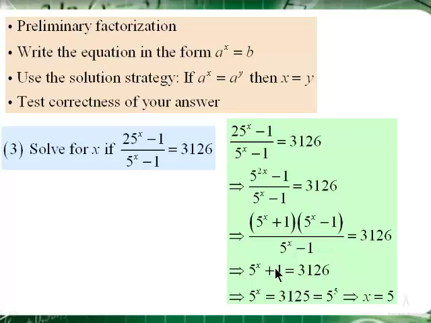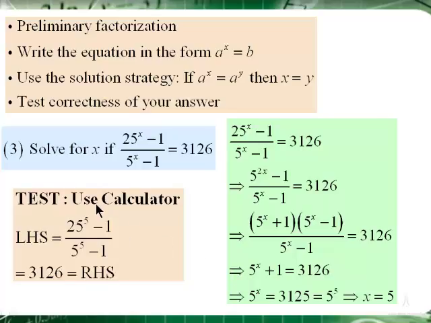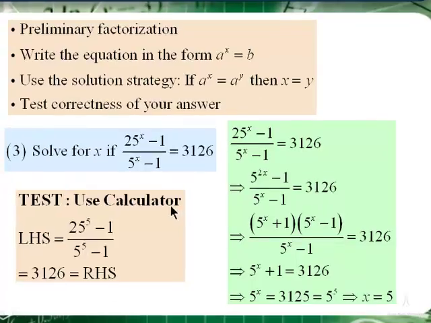3126. So we need to take this 1 to the right hand side, and then it's in the form a to the power x equals b, while this b we change to 5 to the power 5. Now the bases are the same, therefore the exponents must be the same. So it seems that x equals 5 is a possible solution. We just need to test the correctness, and here you can use your calculator to test it. If x is 5, so 25 to the power 5 minus 1 over 5 to the power 5 minus 1 turns out to be 3126, which is equal to the right hand side.